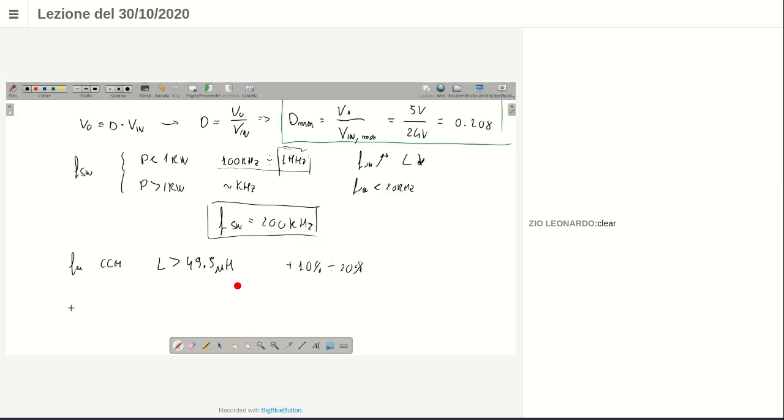One more thing. Very often we do not have to design the inductor, but we have to choose and buy an inductor from a catalog, or simply in a store, an electronic components store.